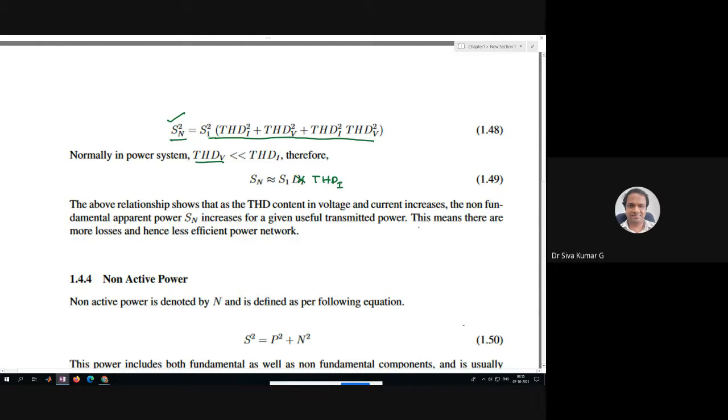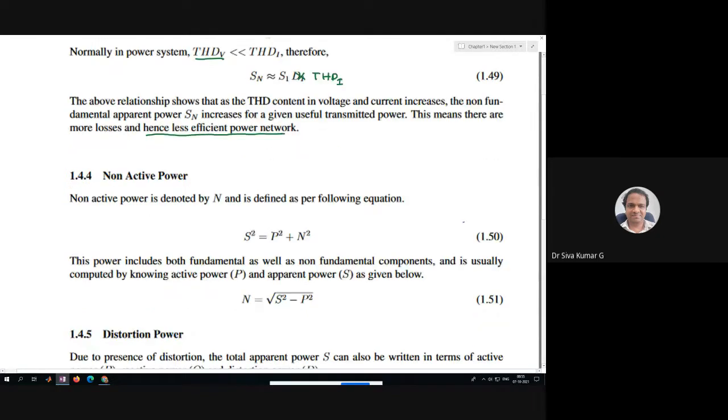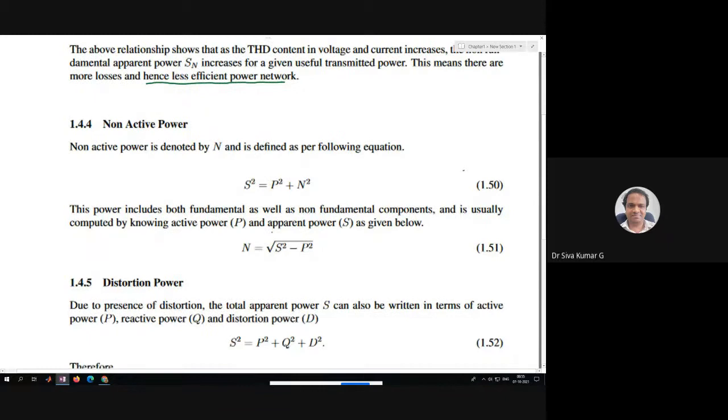Here, when we say non-useful power, we say that the power system is a less efficient power network also. Now there are some terms which have been listed out when you are considering the voltage having harmonics and the current harmonics.